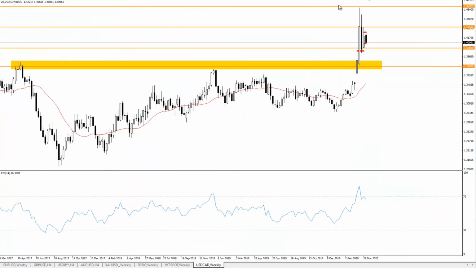Okay, last of our currency pairs here. We'll start with the weekly chart. The 137 level is our big line in the sand, and you'll see why in a minute. It looks like we actually are potentially moving down for a retest of that 137s.